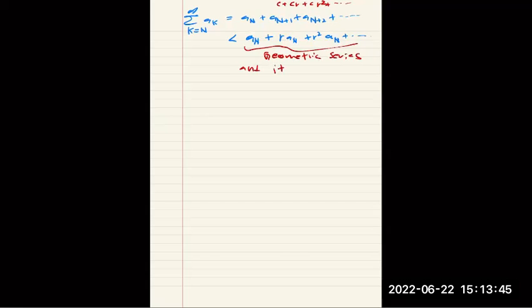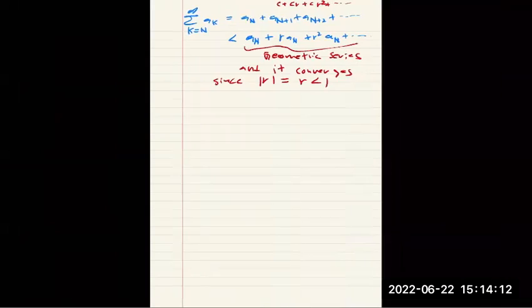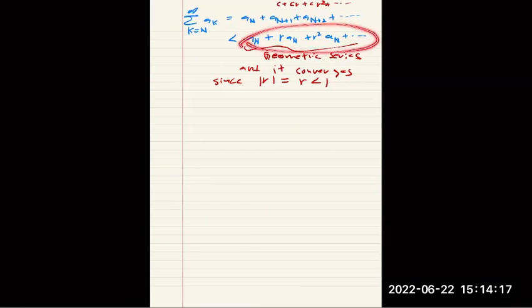And notice that this is a geometric series, and it converges, since the absolute value of r in this case is r, which is less than 1. Remember, we took our r to be some positive number less than 1. Of course, it was bigger than rho. Rho was a non-negative number. So r is some positive number less than 1. That means this series is a convergent series.